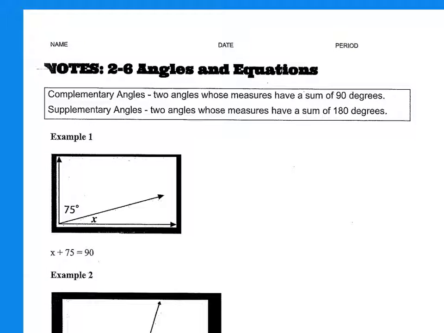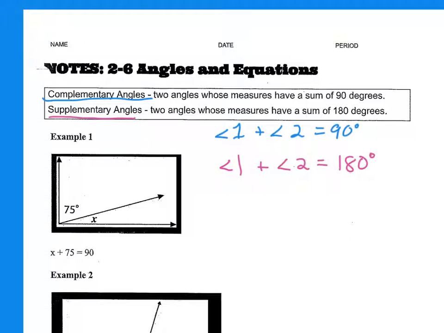Complementary angles: two angles whose measures have a sum of 90 degrees. I'm going to use supplementary. If we have angle 1, anytime you see that little shape that looks like an alligator mouth, that's usually talking about angles. Angle 1 plus angle 2 is going to add up to be 90 degrees if we're talking about complementary. If we're talking about supplementary, it's 180. Then whatever angle 1 is plus angle 2 is going to add up to be 180 degrees.